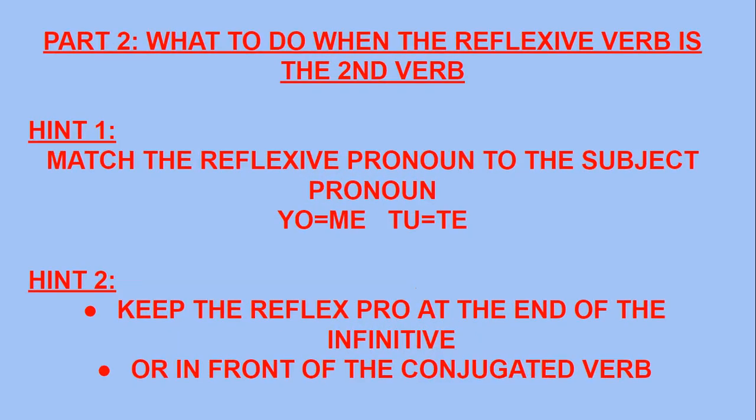So part two. What to do when a reflexive verb is the second verb, okay? So if we have two verbs next to each other, what do we do? Well, we got to match the reflexive pronoun to the subject pronoun. Like yo would be me, and tú would be te. We've actually done these on a few of our vocabulary activities. A second hint is to keep the reflexive pronoun at the end of the infinitive, or you can move it in front of the conjugated verb. We'll have examples of both.